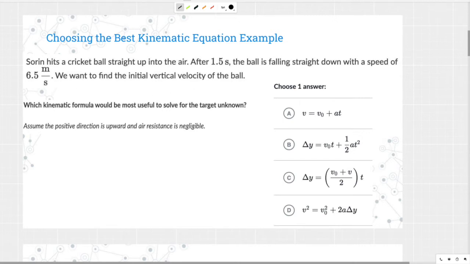Okay, so Soren hits a cricket ball up in the air, and after 1.5 seconds, the ball is falling straight down with a speed of 6.5 meters per second. We want to find initial vertical velocity for the ball. So we want to find v naught. And we have velocity, and we also have time. So going through this, we have velocity over here. We have v naught here, and we also have time.